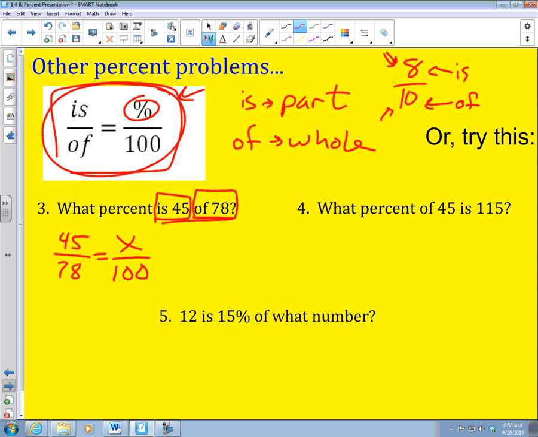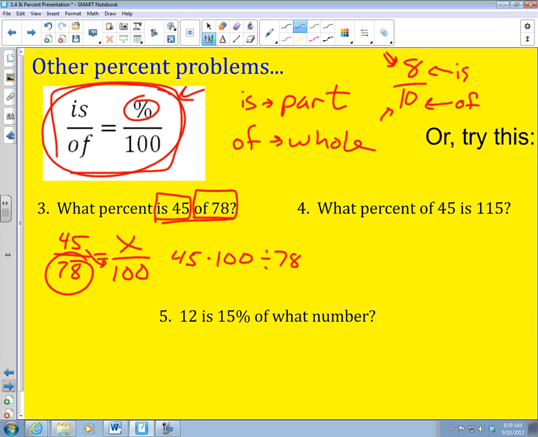So if I cross multiply and divide, basically 45 times 100, and then divide the whole thing by the other number that's in the problem, divided by 78.